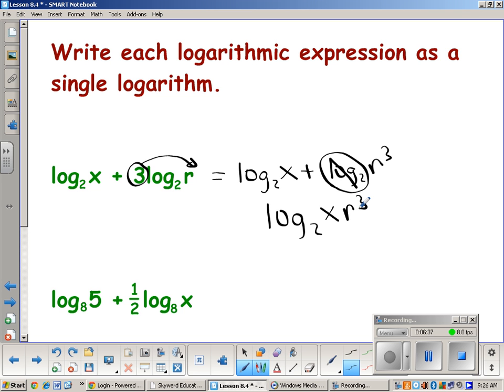And so I agree with that. This is log base 2 of x r to the cube, or x r to the third. Do we have to show the middle step? We have to show the middle step. Cause I got it in one step. No, you don't have to.